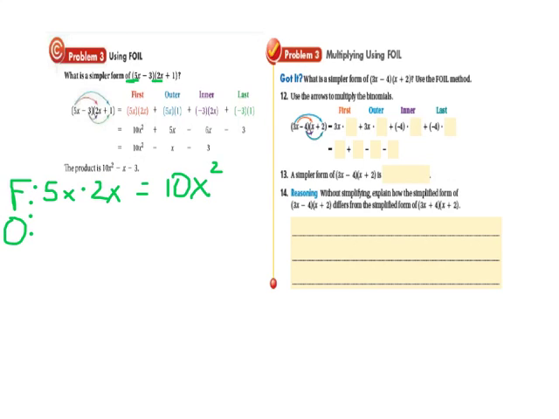The O stands for the outsides. So that would be the, let me switch colors here. That would be the 5x's on the outside of that and that.